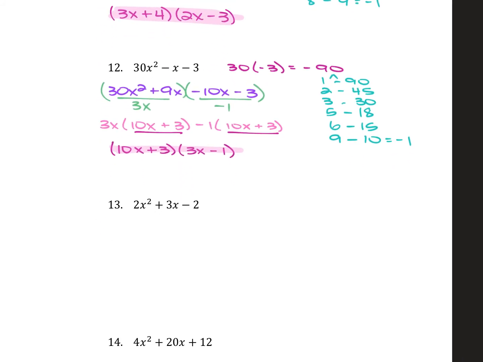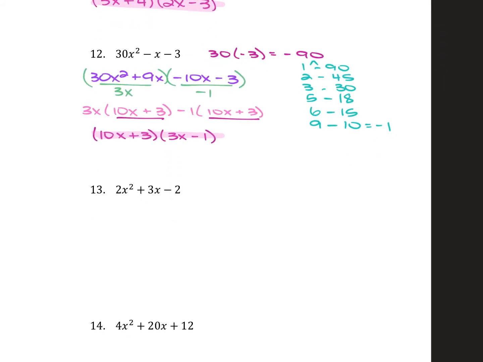For 13, we have 2x squared plus 3x minus 2. Again, our a is something other than 1. So we're going to do 2 times negative 2, which is negative 4. From here, find the factors of negative 4. You have 1 and 4, 2 and 2. You're looking for a positive 3. So your numbers are going to be opposites of one another. Bigger number is going to be positive. The negative 1 plus 4 is positive 3.